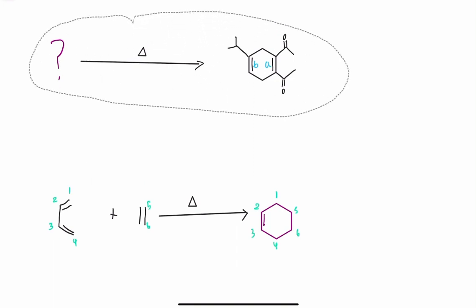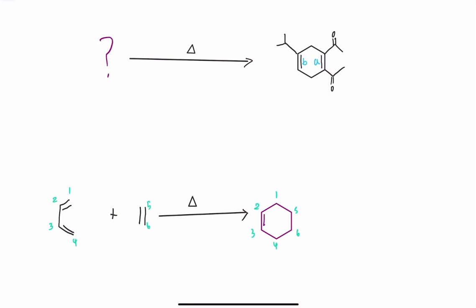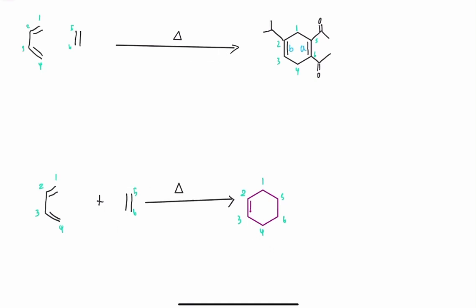So now we can do our numbering. And then we can do the same to the corresponding carbons in the starting material. And then we can draw our substituents. So there's this isopropyl group coming off of carbon 2, and then each of the carbons in the dienophile have a carbonyl on them. But hold up, this isn't right yet. If we were to run this reaction as it is, we would get this, which looks a lot more like the template because it only has one double bond.